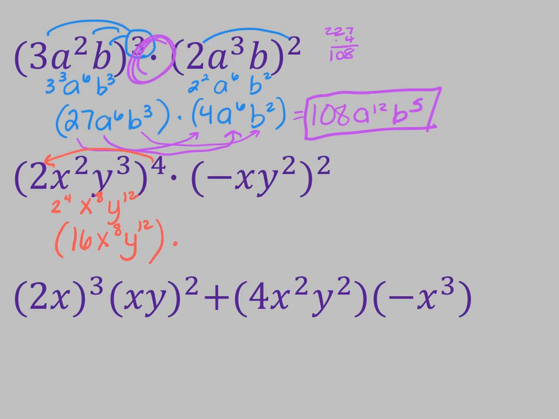Times negative 1 raised to the second power, which means this is going to be positive. X to the second. Y to the second raised to the second is Y to the 4th. Again, if that was an addition in between, we cannot combine like terms because they're not like. This is multiplication, so we're going to multiply that out. 16 times 1, much easier multiplication. That's 16. X to the 8th and X to the 2nd would be X to the 10th. Y to the 12th and Y to the 4th would be Y to the 16th.